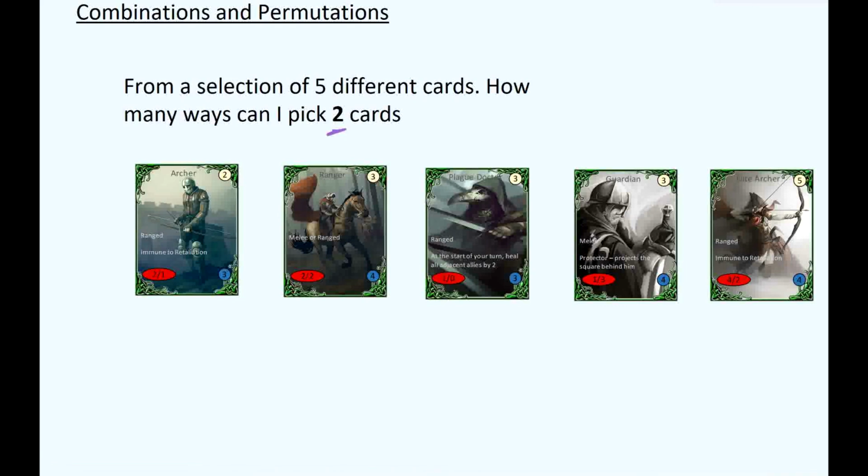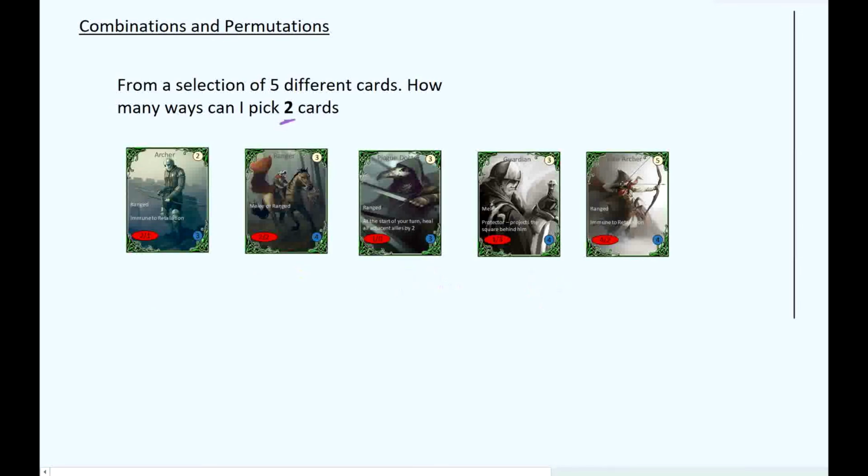So you kind of got 2 main options. One option is called listing. You can list down every possible combination. So I could have Archer then Ranger, Archer then Plague Doctor, Archer then Guardian, Archer then Elite Archer, and so on and so forth. You could do that the whole way through, and if you're really careful, you can work them all out. We're not going to do that. We're going to do it more systematically.